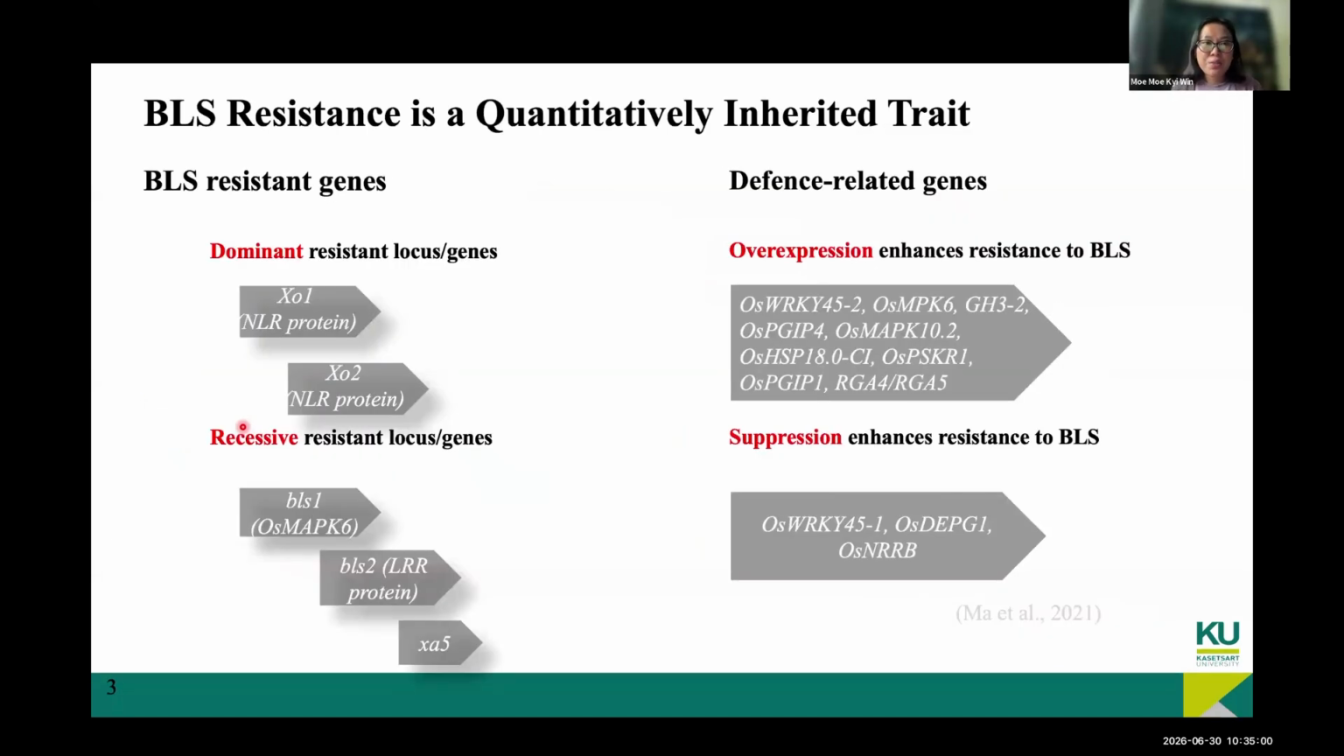And BLS resistance in rice is a quantitatively inherited trait. However, compared to BLB, just a small number of R genes, resistance genes, have been identified so far. There are two dominant resistance genes, Xo1 and Xo2, which are encoded by nucleotide-binding leucine-rich repeat proteins, and three recessive resistance genes, bls1, encoded by MAPK6, and bls2 and xo5.